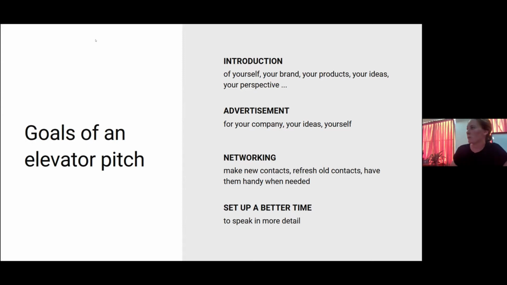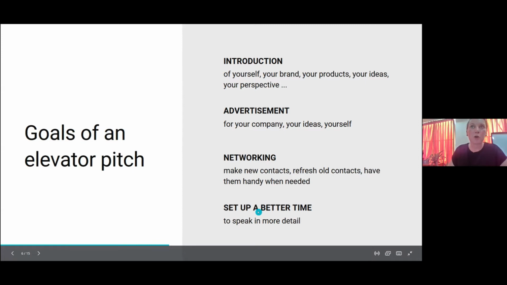Then, networking. Okay, even if you don't want to sell something specific or you don't want to introduce a new project, you can always use the elevator pitch for networking. Because if you really catch the attention of the person, if you use storytelling, like Abir was recommending as well, the chances are high that these people will tell the story also in their peer group and among their friends. So connecting is always a good reason to use the elevator pitch.